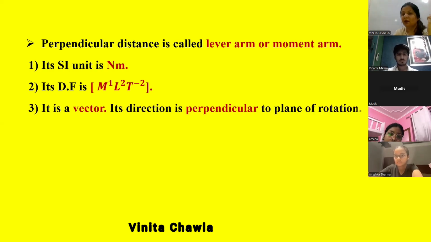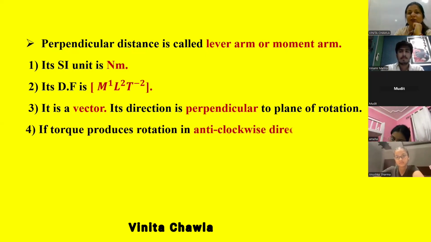It is a vector. Its direction is perpendicular to the plane of rotation. See, its direction is perpendicular to the plane of rotation. This is the plane of rotation. So torque acts in a direction perpendicular to it because it is a vector product of two vectors. So vector product of two vectors is always perpendicular to both the vectors. Okay? So torque is perpendicular to both vector R and vector F.